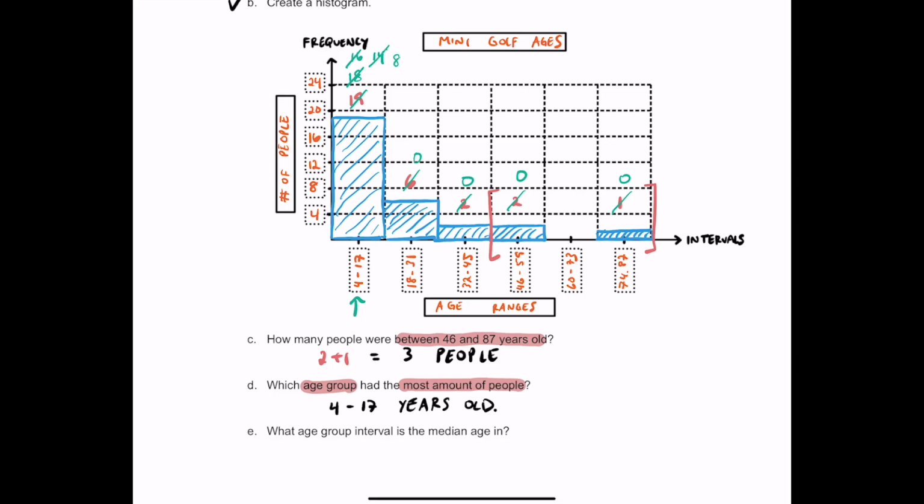If you cross off all the numbers, the last 8 numbers are still all in this first one. So even if you keep crossing them off, the middle is going to be in that first one. So we know that the median age is still going to be in this 4 to 17, just because so many people were in this age range.